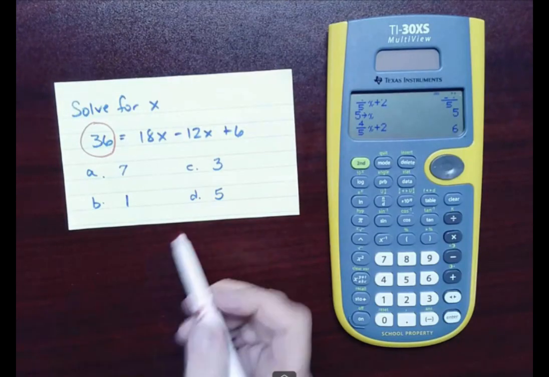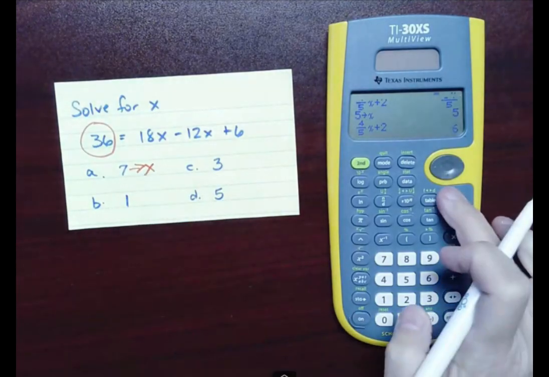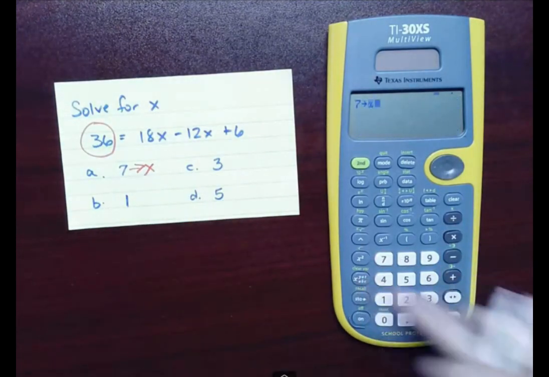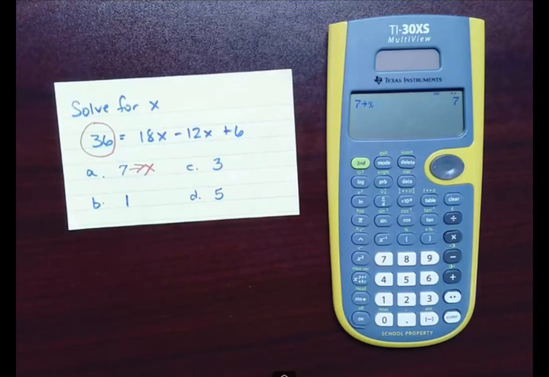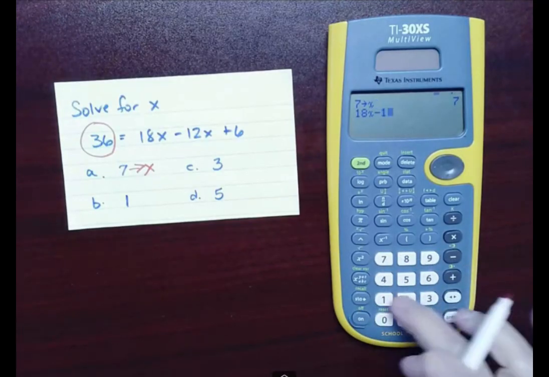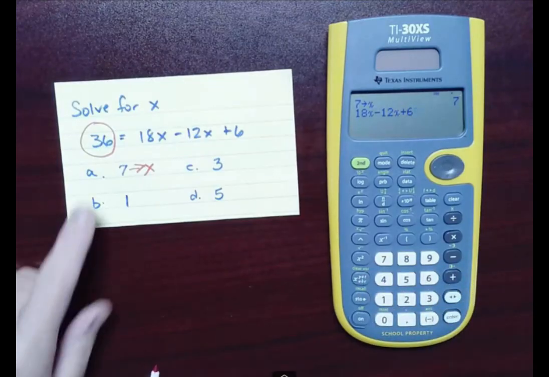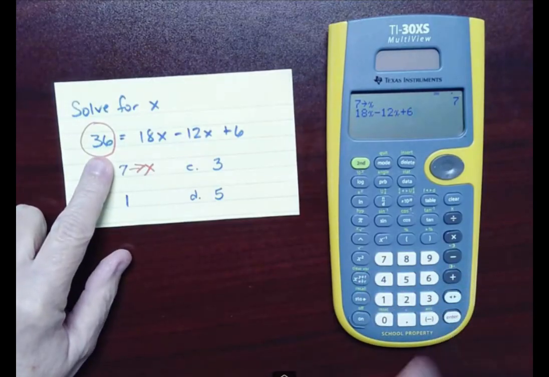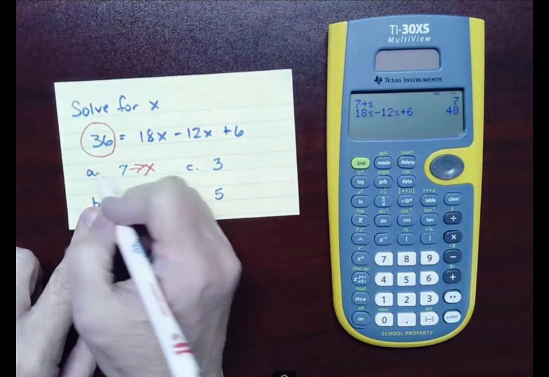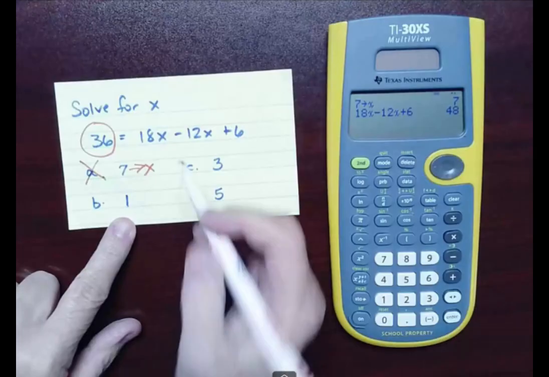So we are going to store our answer choices, starting with A, 7, store x, enter. We're going to type in our equation, 18x minus 12x plus 6. When I hit enter, if I get 36, we're done. I didn't. I got 48, so A is not right. So now we'll go on to choice B.